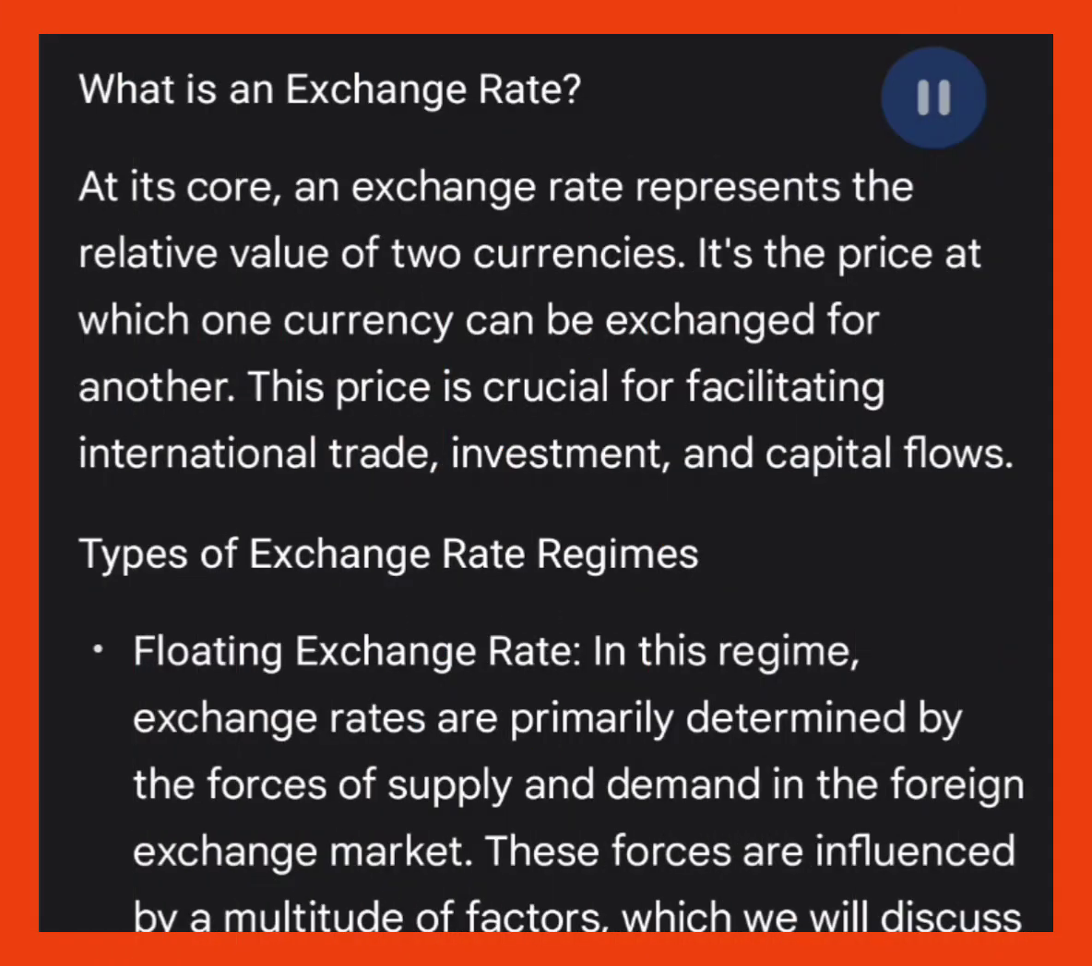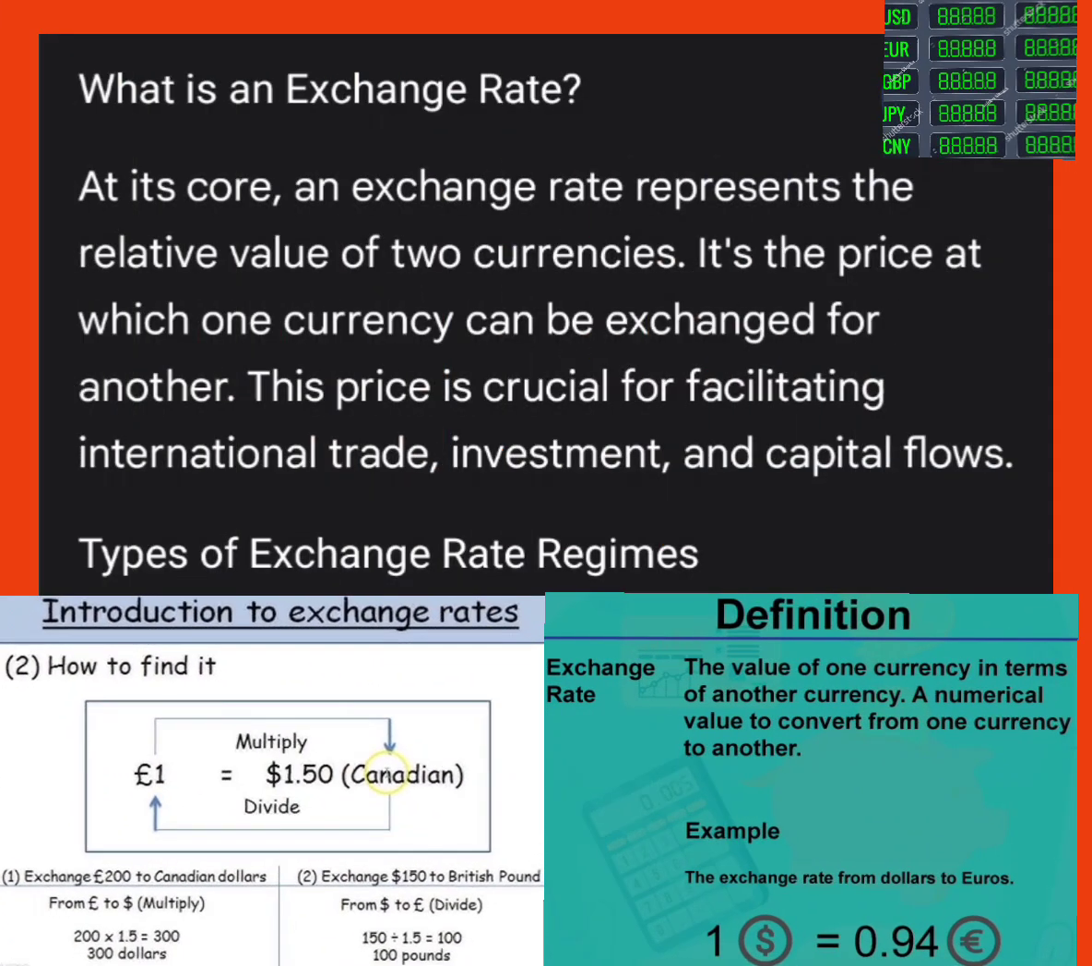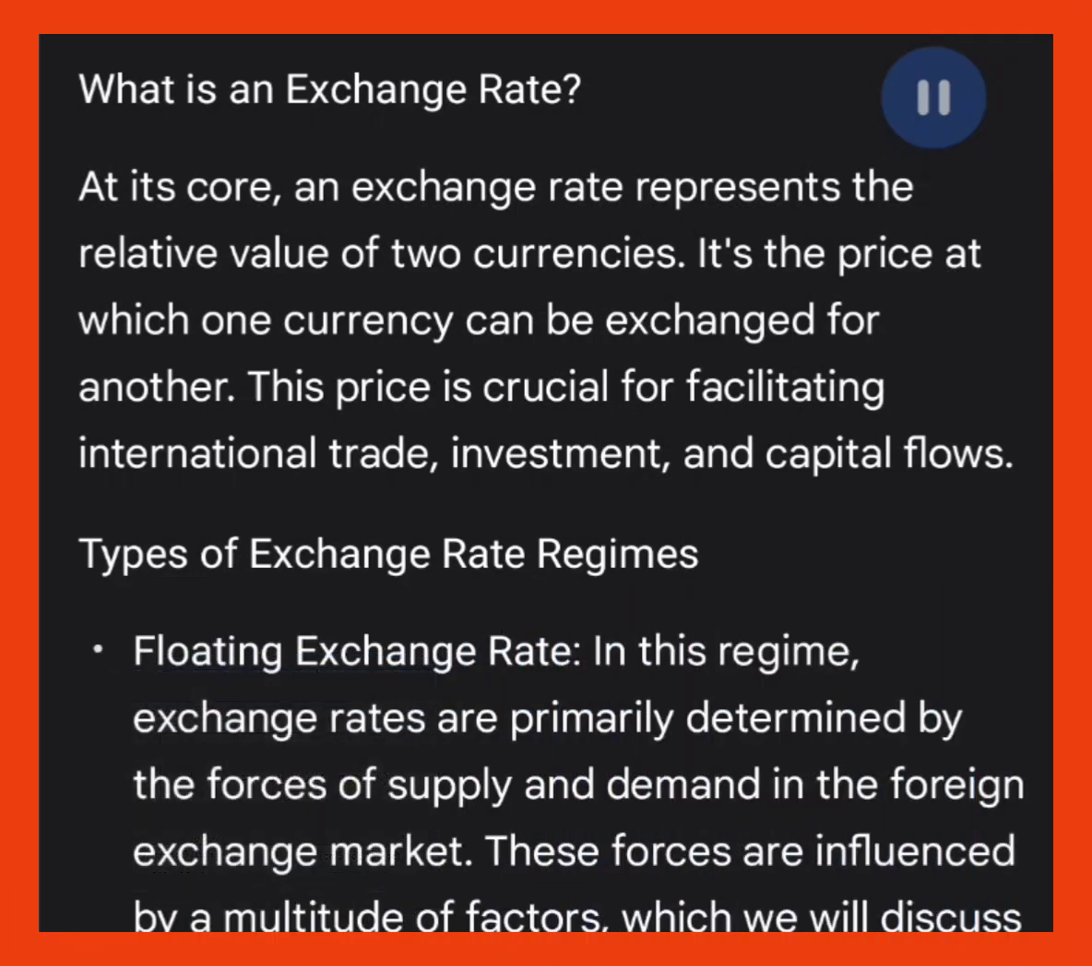What is an exchange rate? At its core, an exchange rate represents the relative value of two currencies. It's the price at which one currency can be exchanged for another. This price is crucial for facilitating international trade, investment, and capital flows.